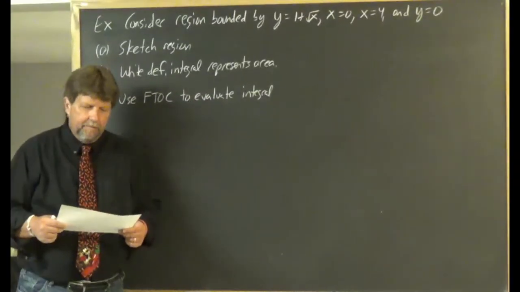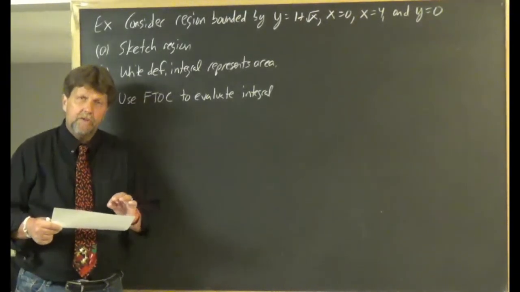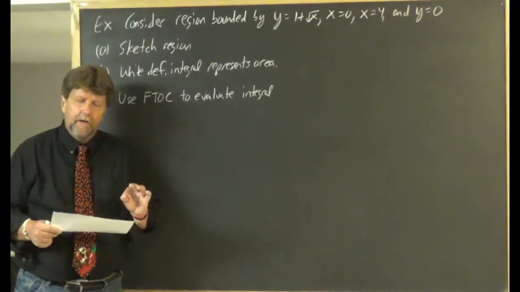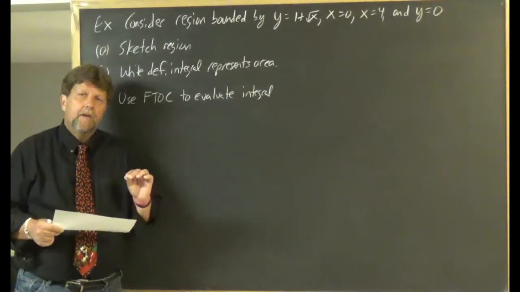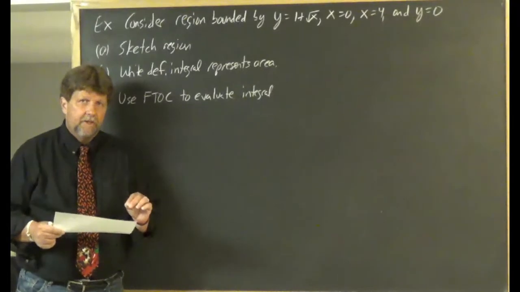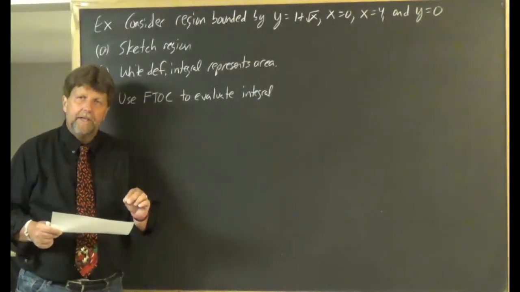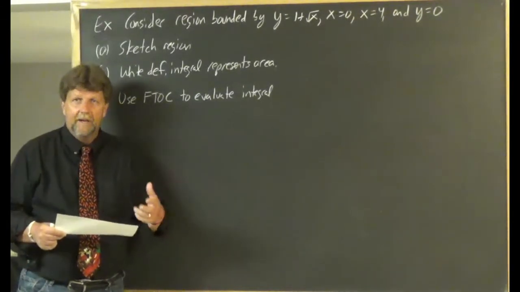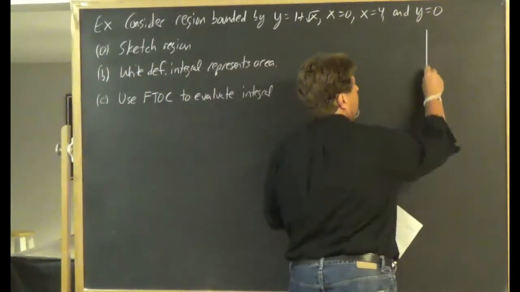All right, folks, in this example, I asked you to consider the region bounded by the graphs of y equals 1 plus square root x, x equals 0, x equals 4, and y equals 0. Part A, sketch the region. Part B, write a definite integral to represent the area of the region. And then in part C, use the fundamental theorem of calculus to evaluate the definite integral that's in part B, which will find the area of the region. So, well, let me come over here for part A.